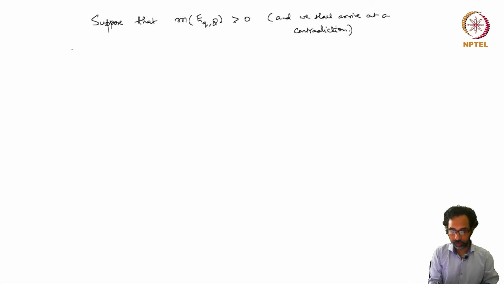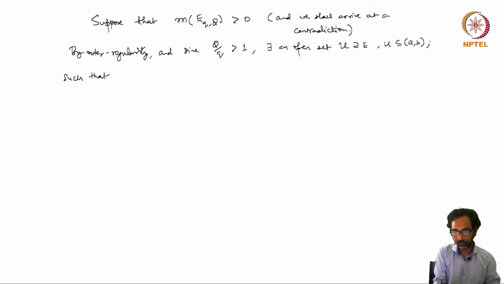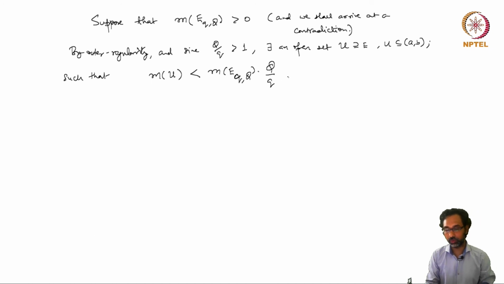Now we start by taking outer regularity, and since this number capital Q over small q is strictly greater than 1, there exists an open set U containing E, and U is a subset of this open interval AB, such that the measure of U is strictly less than measure of E times capital Q over small q.